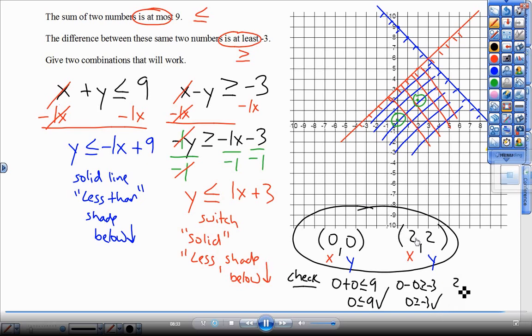And then plugging in 2, 2 plus 2 less than or equal to 9. 4 is less than 9, that is true. And when I plug in 2 minus 2, that gives me another true statement.